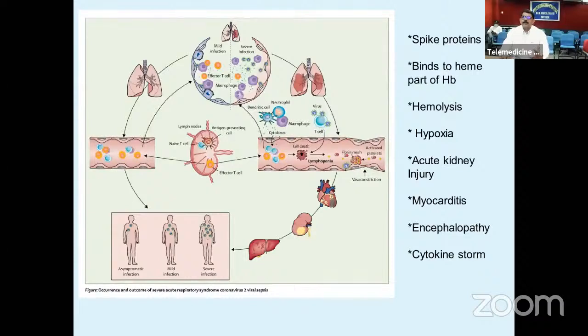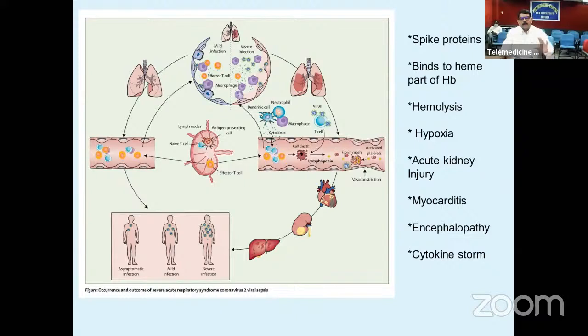The pathophysiology, you know, is not only about the pneumocyte being affected. You can see here the spike proteins mostly determine the pathophysiology or the pathogenicity of the virus, and they are different in different strains. We have found around 73 strains in the country and around 20 strains in the state so far. And the virus binds to the heme part of the hemoglobin. There occurs hemolysis, hypoxia, acute kidney injury, myocarditis, encephalopathy.